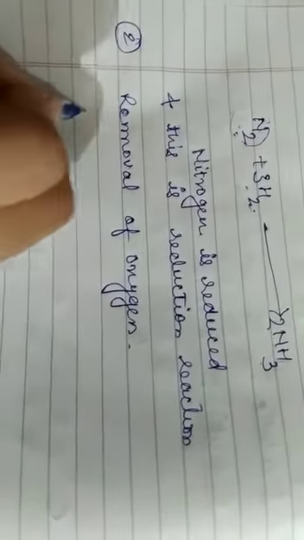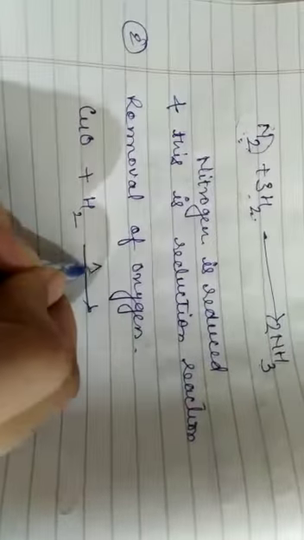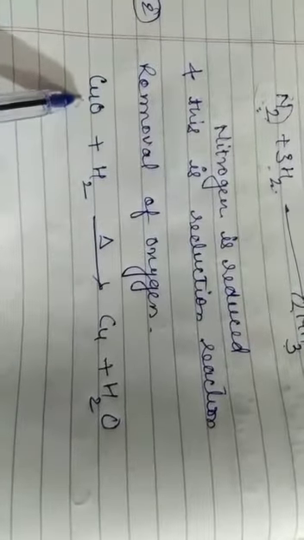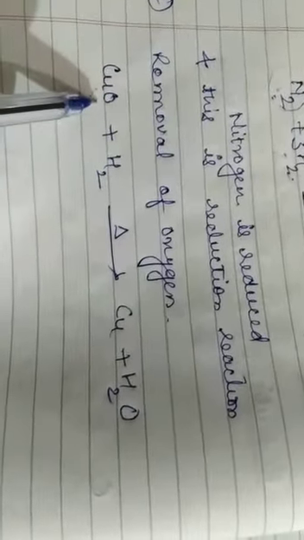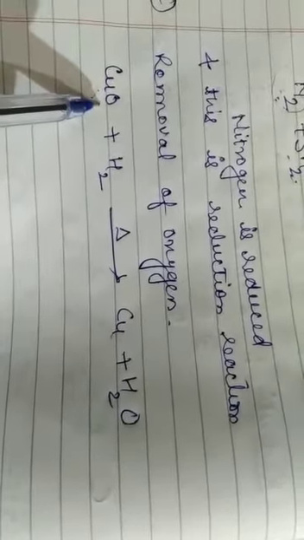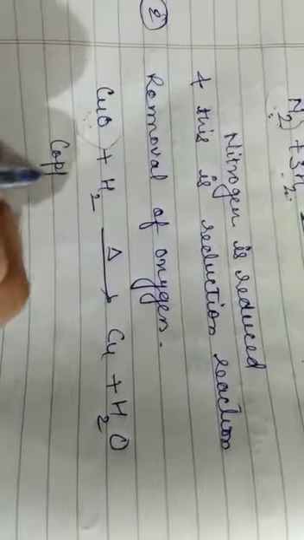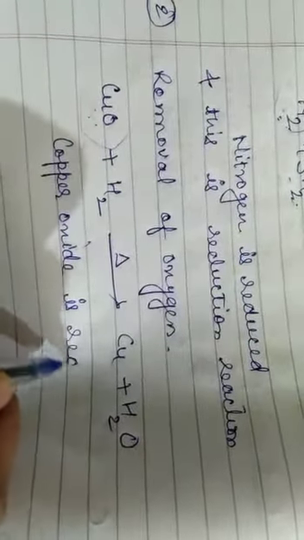For example, copper oxide, when reacted with hydrogen and we heat it, the product is copper plus water. So removal of oxygen, कहाँ पे ऑक्सीजन का रिमूव हो रहा है? कॉपर ऑक्साइड में हो रहा है. ओके, कॉपर ऑक्साइड में क्या हो रहा है कि on the reactant side, there is a loss of oxygen. So we can say that copper oxide is reduced.